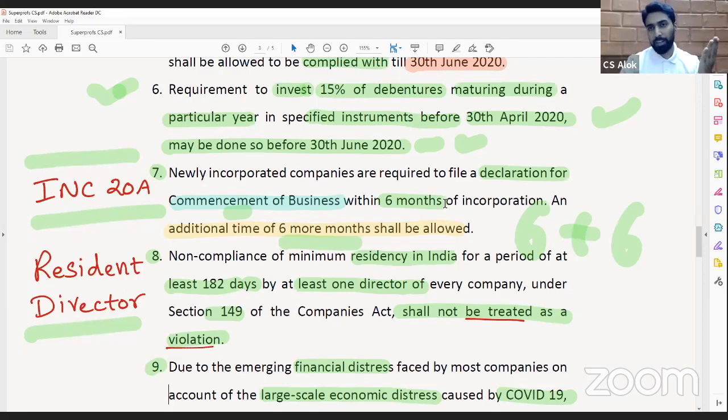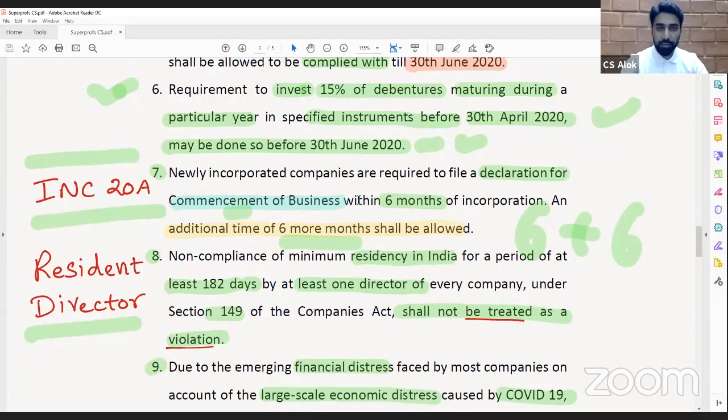So company name is there. Then you get incorporation certificate. After that, within 6 months time, you had to file Form INC 20A. As you can see here, I have written here INC 20A, which is a form to tell that company is ready and it wants to commence business.